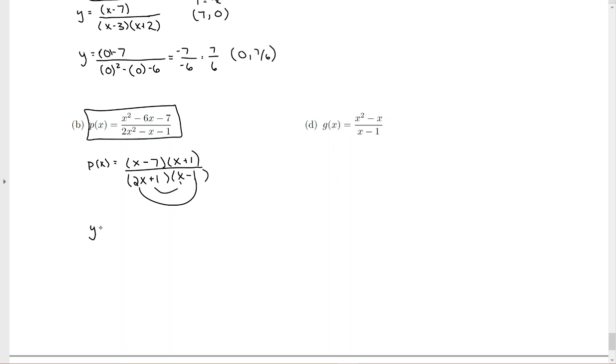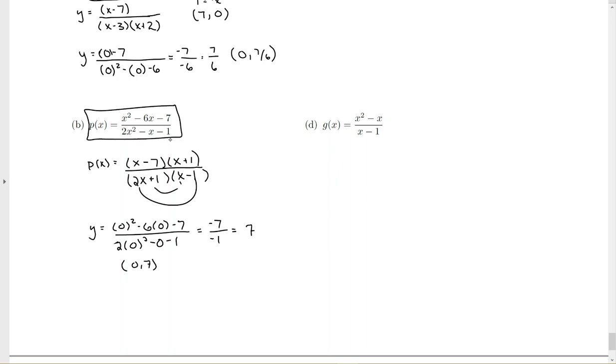Because when I want to find the y-intercept, all of these x's are going to be zeros. So I'm looking at the constants of both the numerator and denominator. Everything else got zeroed out. So I end up with a negative 7 on top and a negative 1 on the bottom. All right, so that's going to give me the point (0, 7).